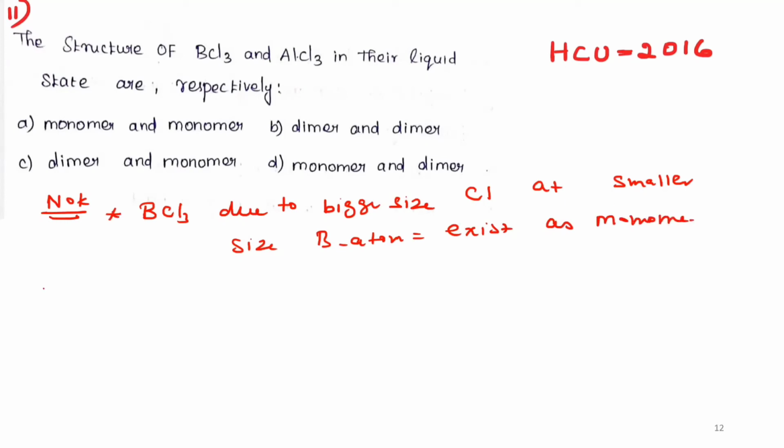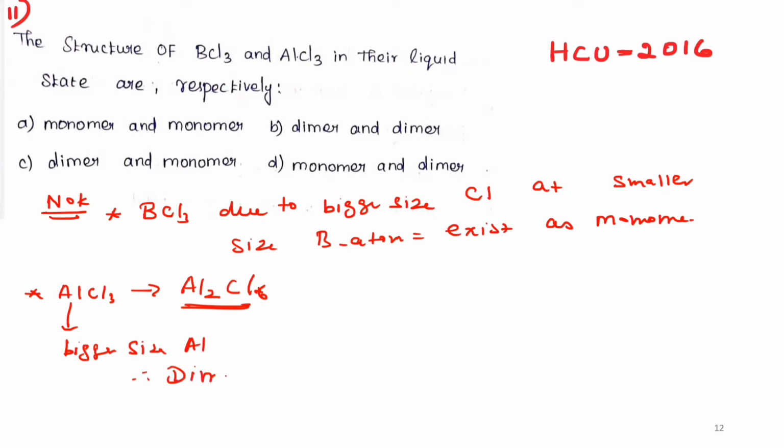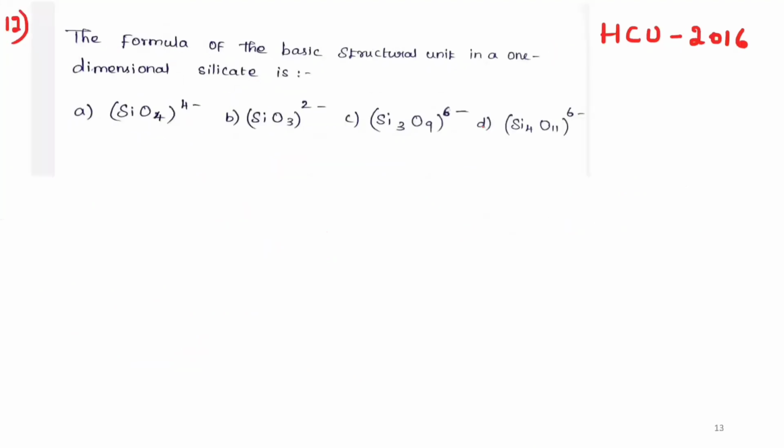But in the case of AlCl3, this always makes a dimer, Al2Cl6. We discussed this structure in the multi-center compounds. Due to the bigger size of aluminium, it always forms the dimeric form. The dimeric form is more stable compared to the monomeric form. Therefore, AlCl3 always makes a dimer and BCl3 always makes a monomer. Therefore, option D is correct, the monomer and the dimeric form. Okay, go for the next question.